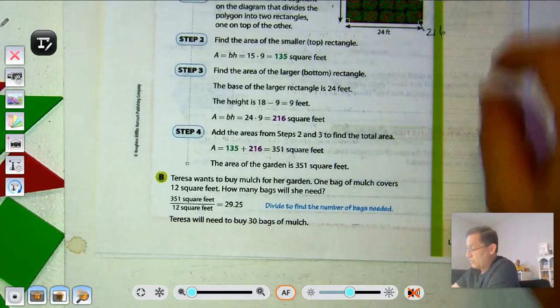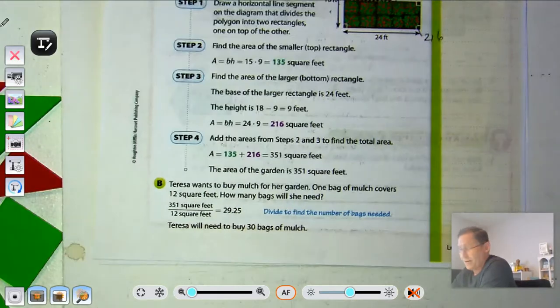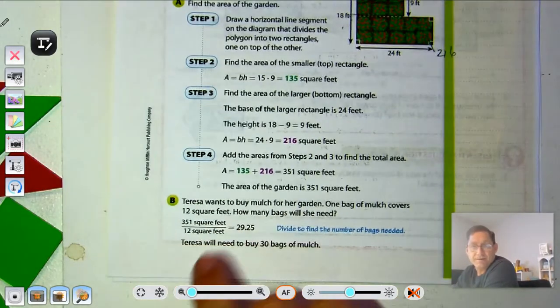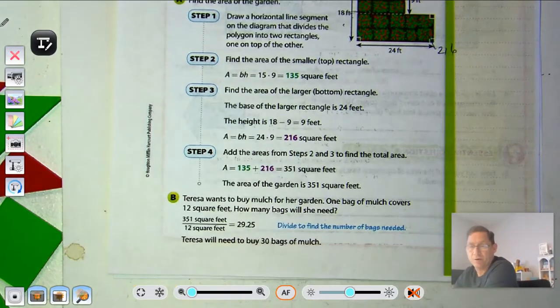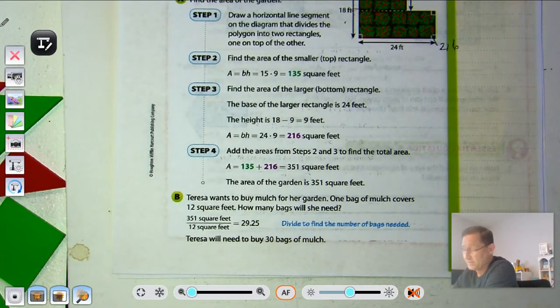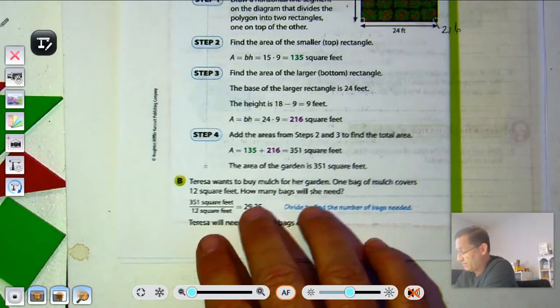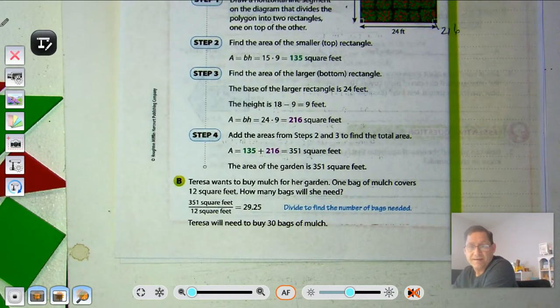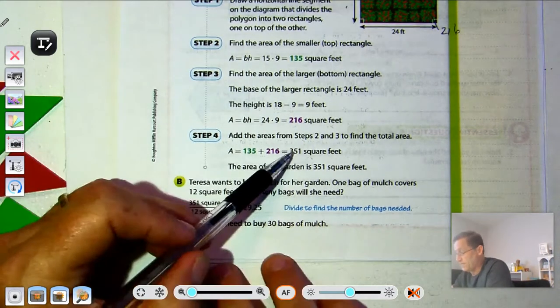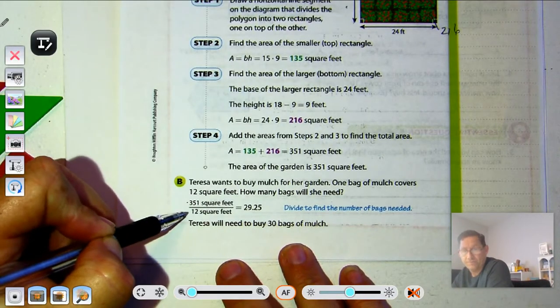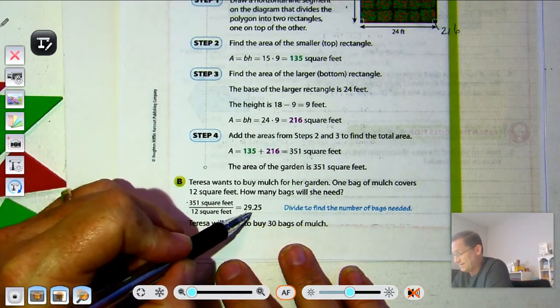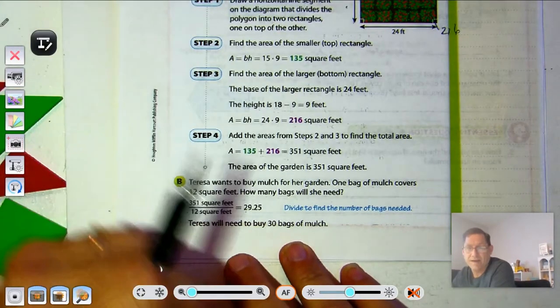So then, knowing the area of her garden, we can apply that to how much she would need to cover her garden with different materials. And so in this case, she wants to cover her garden with mulch. And so a bag of mulch covers 12 square feet. So how many bags will she need? Well, we know she needs 351 square feet. You're going to take that 351 and divide by 12. And that gives us 29 and 1/4 bags of mulch.